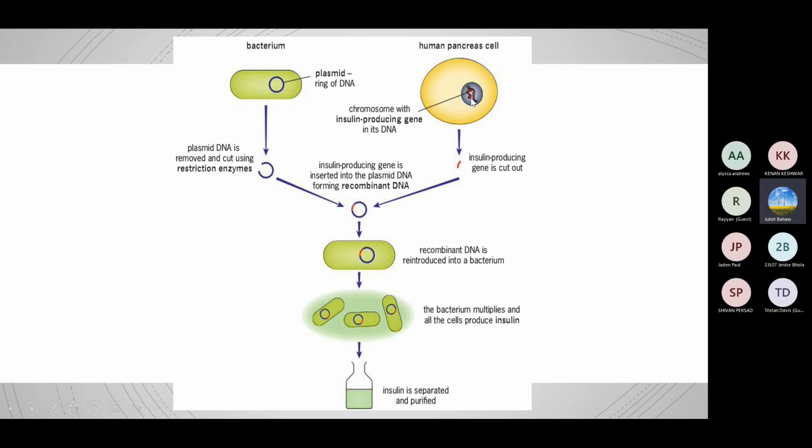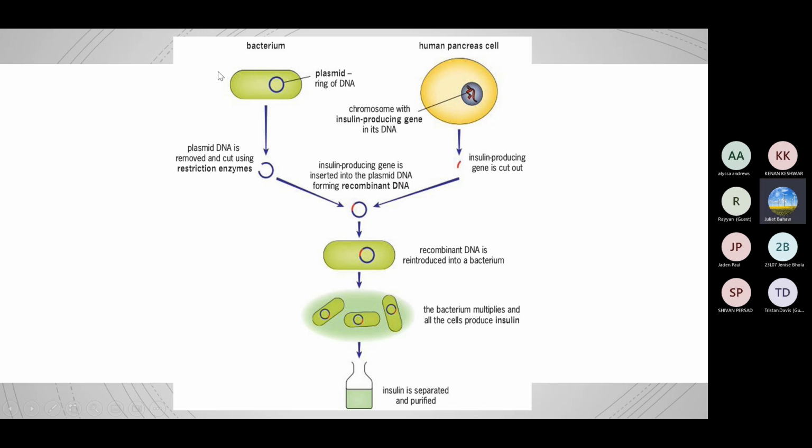So you have to cut it. You have to use something to cut that gene. And then you are going into a bacteria. You're going into the DNA of the bacteria, which is called plasmid. You're cutting a piece of the plasmid from the bacteria. You're inserting the insulin gene into the plasmid. So when this joins, you call this recombinant DNA.